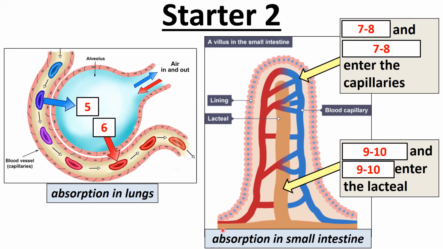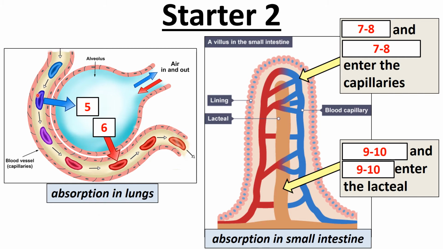Okay, next, here's our absorption in the lungs and small intestine. So put down numbers 5 to 10, and I want you to say what each of the correct answers is. So basically the gases and the products of digestion which are going into and out of the alveoli and into the villi. Press pause.